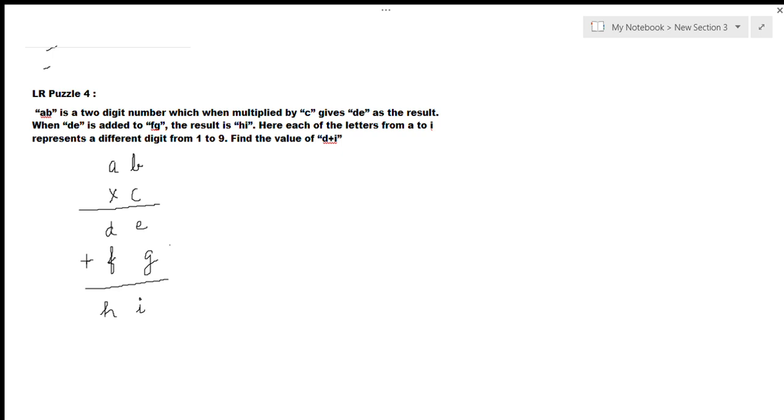Now, a common mistake that students make is that they try to solve it by hit and trial. But I'll recommend that you solve it in a systematic manner. How? First of all, you must realize which numbers can't be at a particular place.